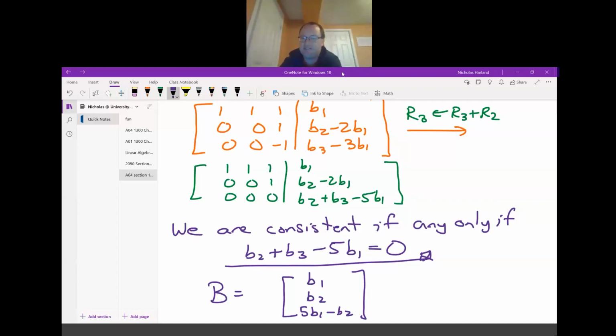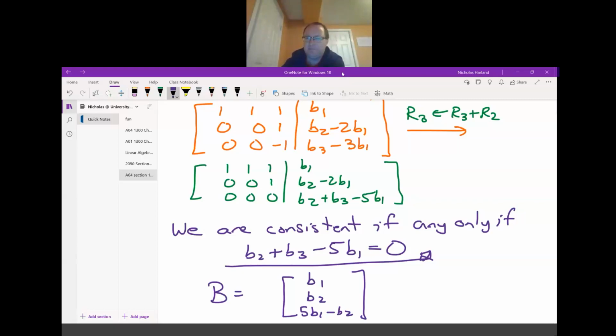All right, so this was an example of a matrix where AX is equal to B was not consistent for every single value, but we still have a way of figuring out which B's work and which B's didn't.